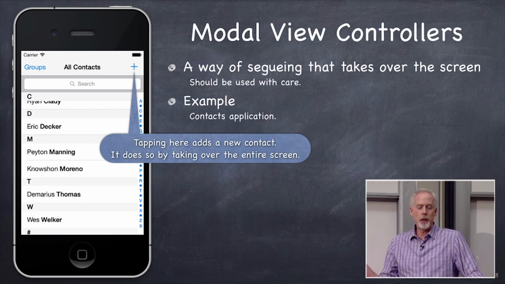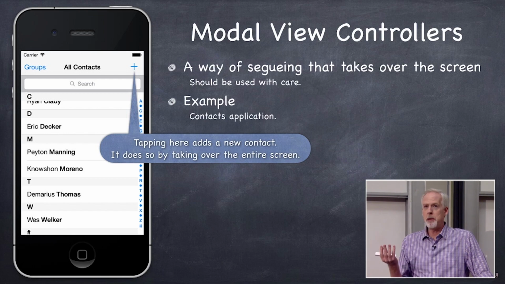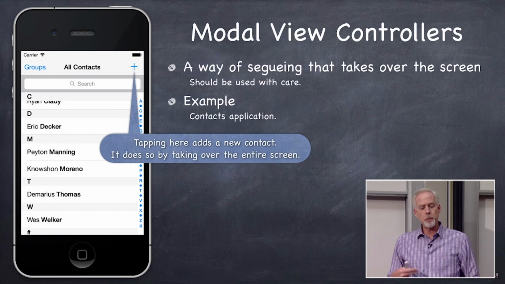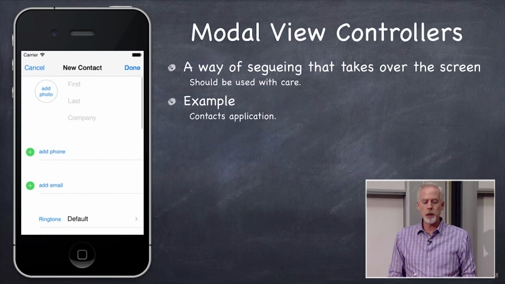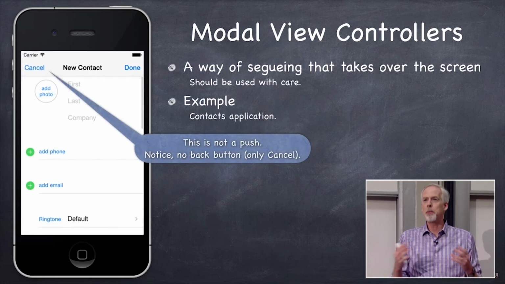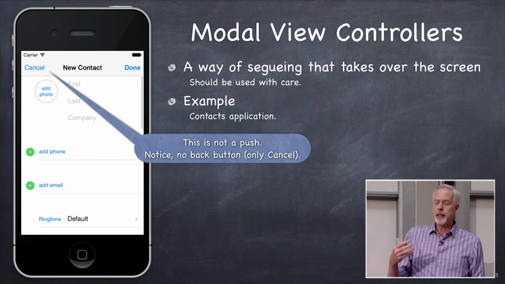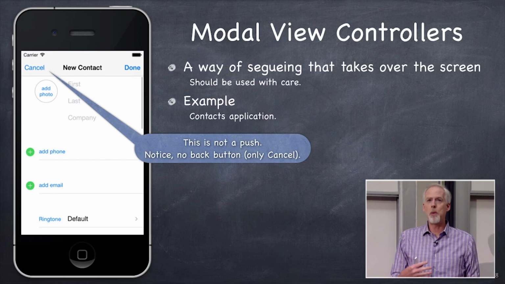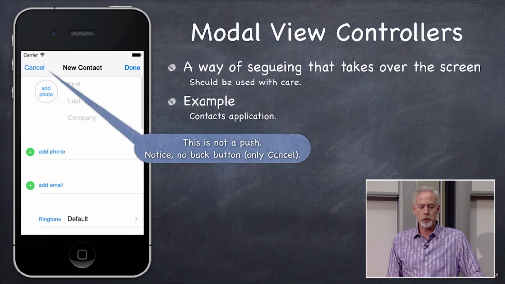And here I have an example of some sort of contacts keeping app. It's got a little plus button in the upper right. And when I press that, it modally segues to, or modally presents, another view controller. This is a completely different view controller. This is not a navigation controller. There's no back button. Instead, you can see there's a cancel button there.